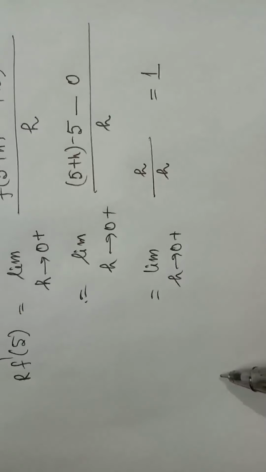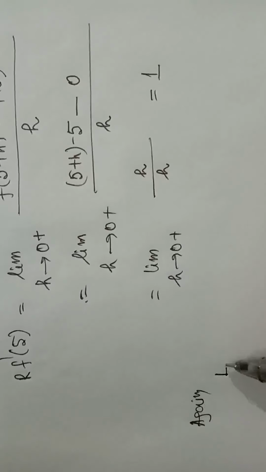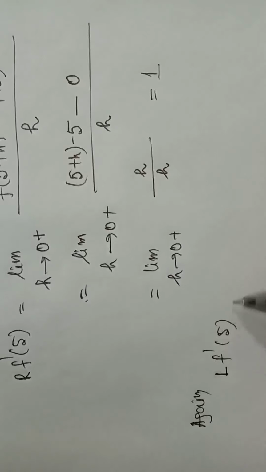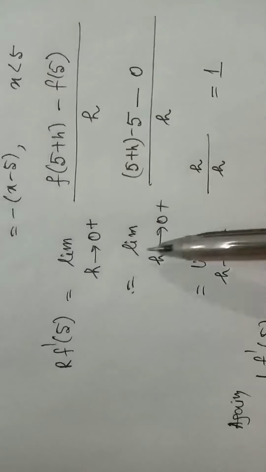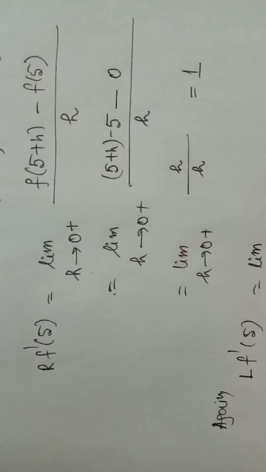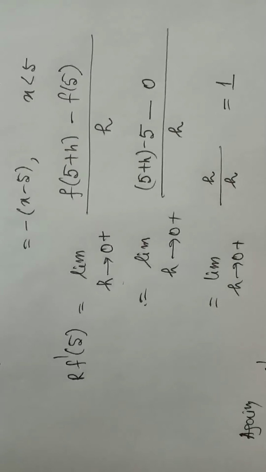Now let us find the left hand derivative. Again, L f dash 5 equals limit h tends to 0 minus. Here in this definition it was h tends to 0 plus, and for the left hand derivative it is h tends to 0 minus. The rest is exactly the same.